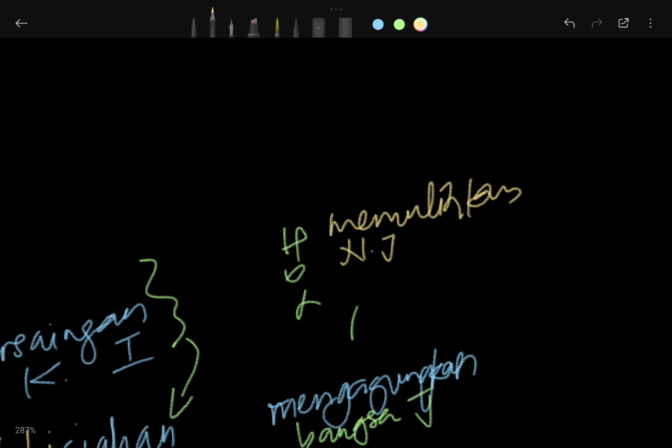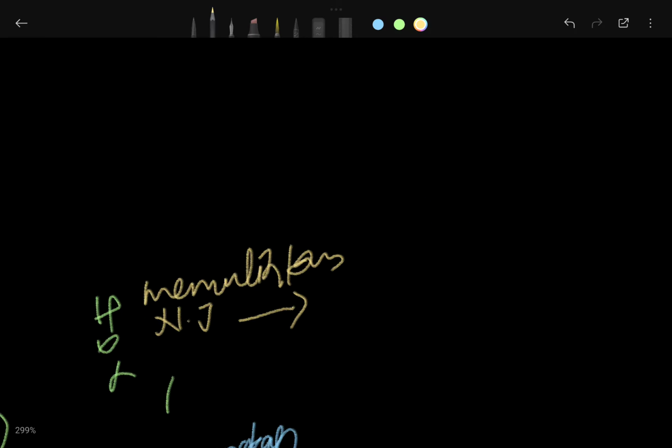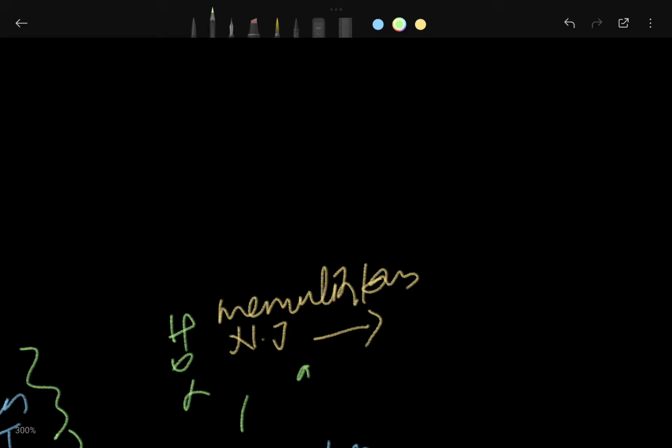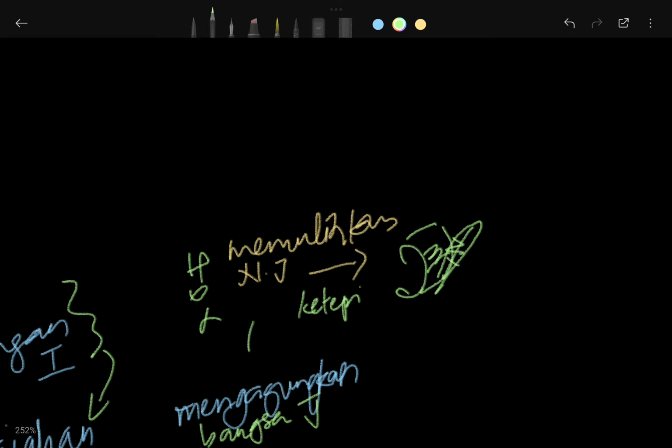Nationalisme German. Okay, dengan mengetepikan, by ignoring. Mengetepikan is to ignore. So I will write ketepi. Ketepi means you put something aside. This thing, don't look at it. Mengetepikan perjanjian Versailles. They were like, this perjanjian does not honor us. Thus, ignore it. Perjanjian Versailles. Then, what did they do?